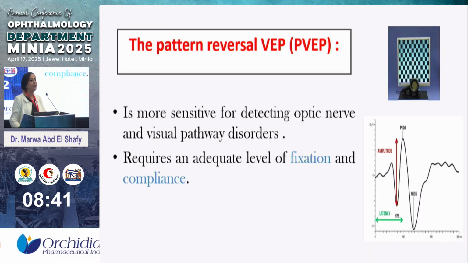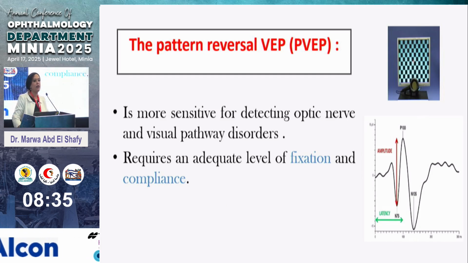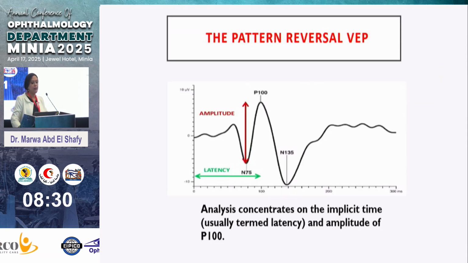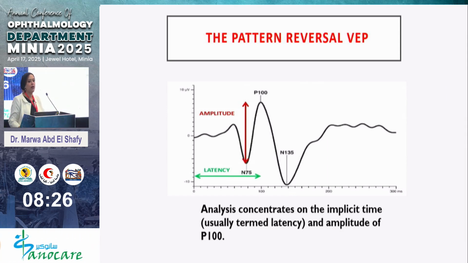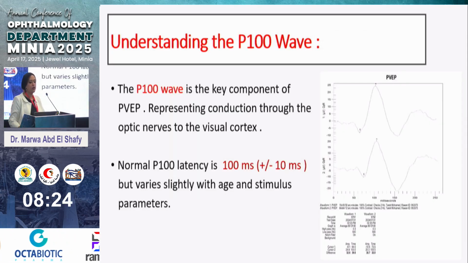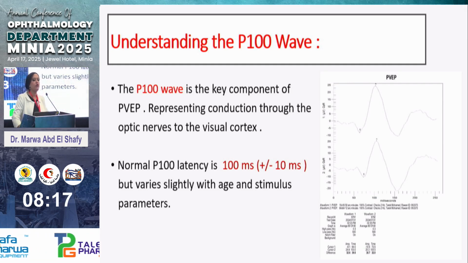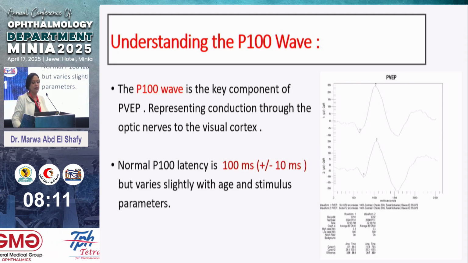The pattern VEP is more sensitive for detecting optic nerve and visual pathway disorders, and it requires an adequate level of fixation and compliance. When we analyze the pattern VEP, we mainly concentrate on the implicit time and amplitude of the P100 wave. The P100 wave is the key component of the pattern VEP, and it represents conduction through the optic nerve to the visual cortex. The normal latency of the P100 wave is about 100 milliseconds plus or minus 10 milliseconds.